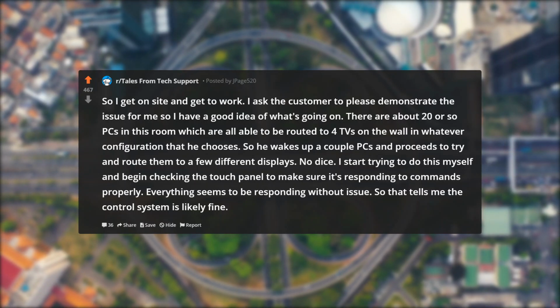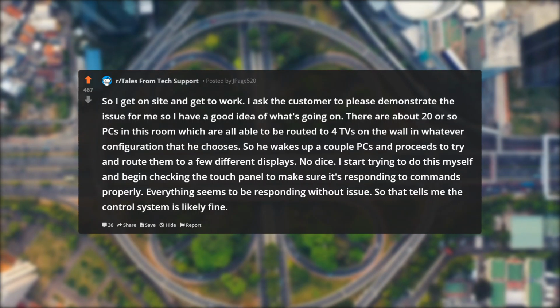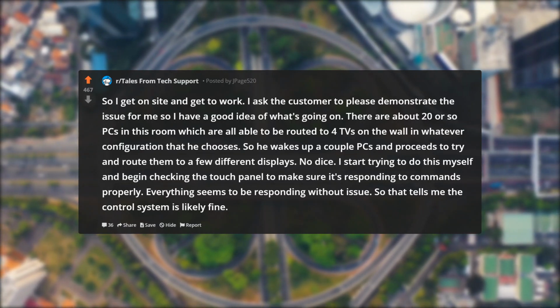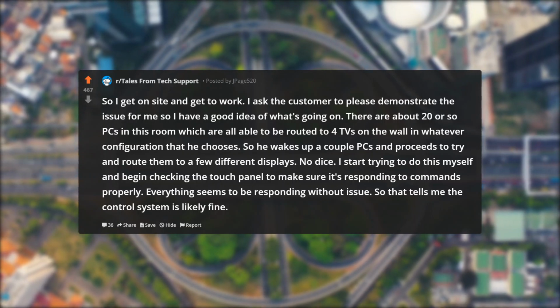So he wakes up a couple PCs and proceeds to try and route them to a few different displays. No dice. I start trying to do this myself and begin checking the touch panel to make sure it's responding to commands properly. Everything seems to be responding without issue. So that tells me the control system is likely fine.